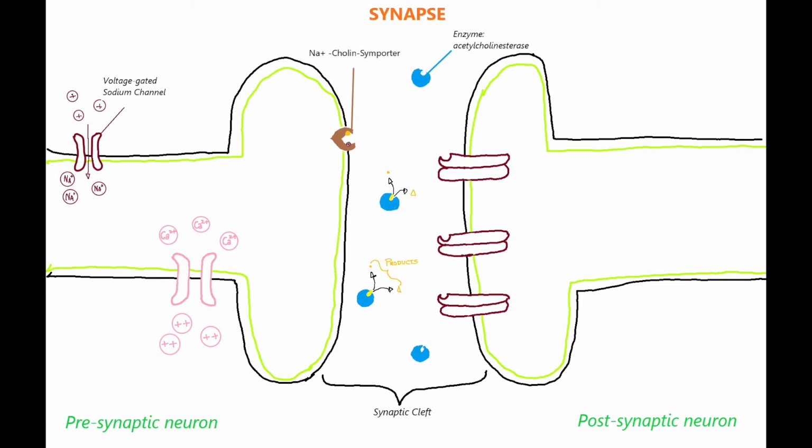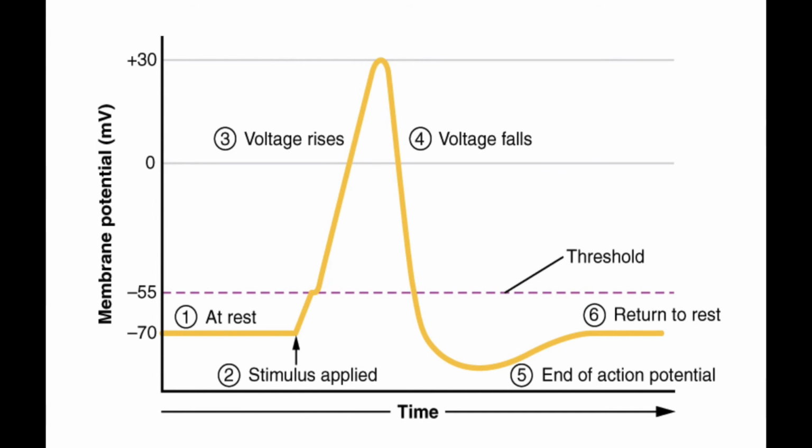Acetylcholinesterase cleaves the neurotransmitter into acetate and choline. These products are then taken up again, for example, via an Na+ choline symporter. There, both products are recycled and reused for the formation of new neurotransmitters. This process can be depicted in a curve as such.